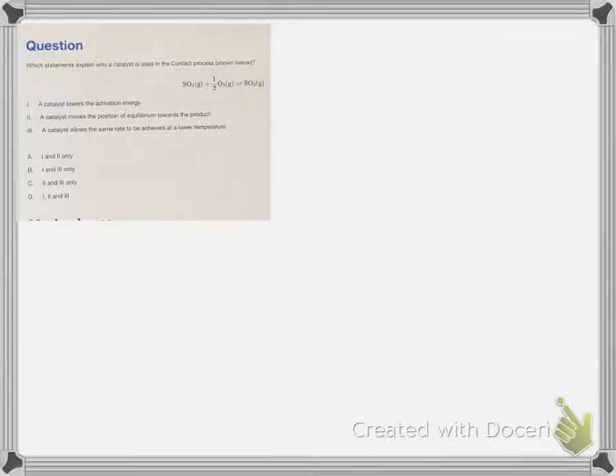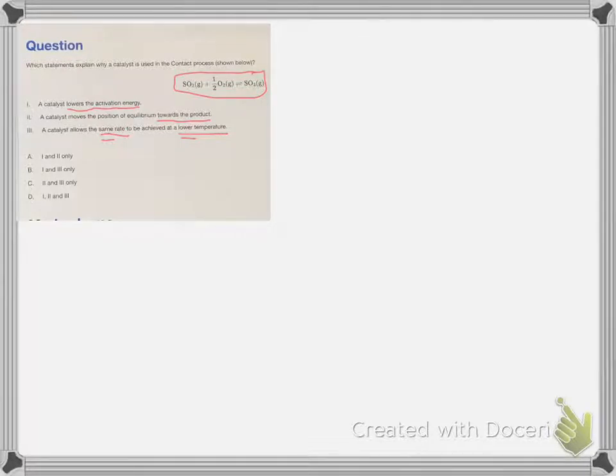Okay, so the question that I'll be explaining today says, which statements explain why a catalyst is used in the contact process shown below? So you have an equilibrium reaction here. The first option states that the catalyst lowers the activation energy. A catalyst moves the position of the equilibrium towards the product. A catalyst allows the same rate to be achieved at a lower temperature.